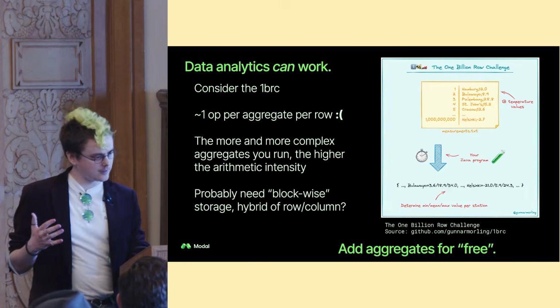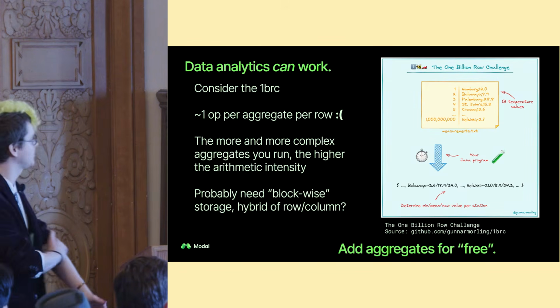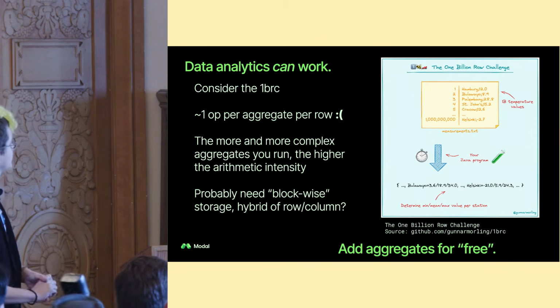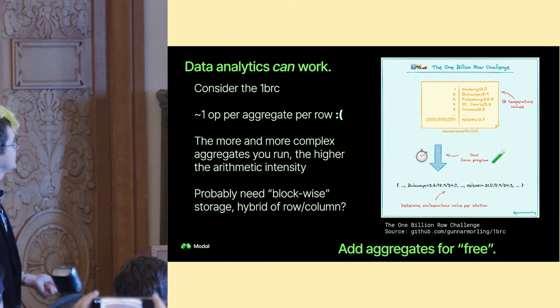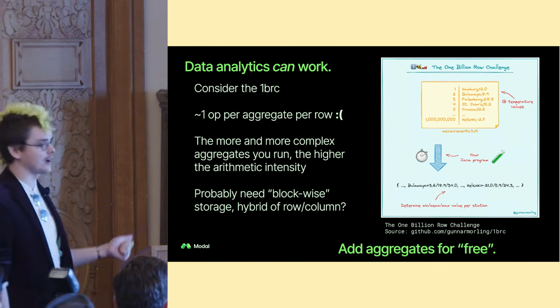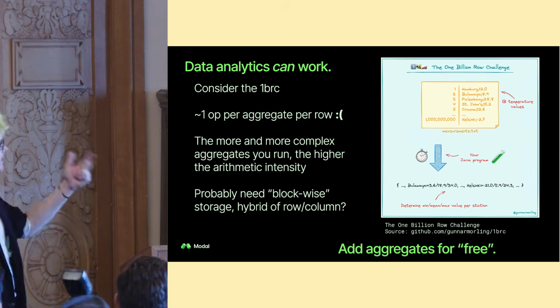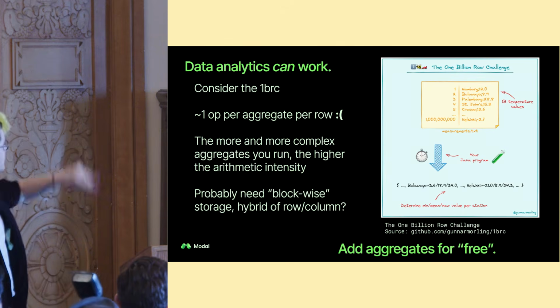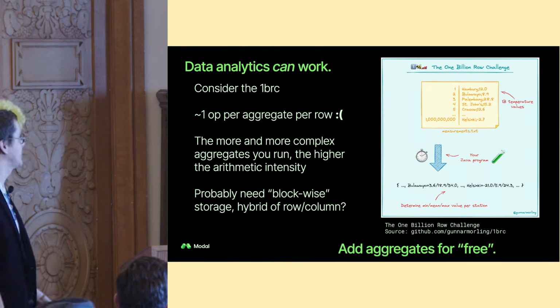So this can work for data analytics. I wanted to talk about this since I think a lot of people have more experience with analytics-type stuff. Consider the 1 billion row challenge. This is not a great one for a GPU. You do about 1 operation per aggregate per row: you take the minimum, the maximum, and an average. So you're loading a few bytes and then doing a few operations.